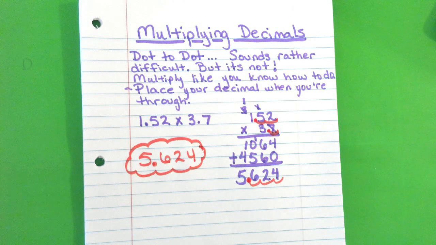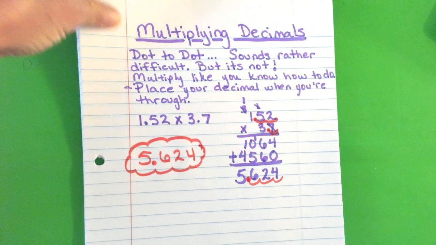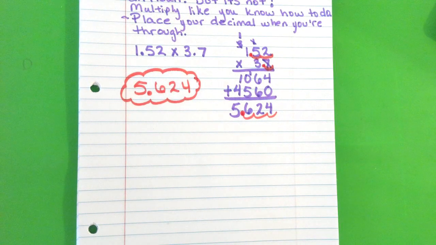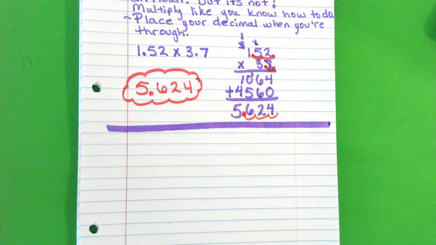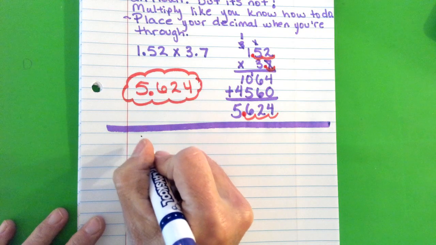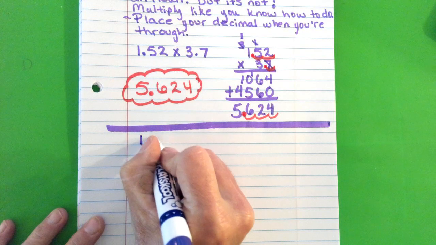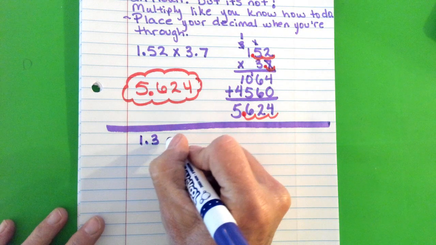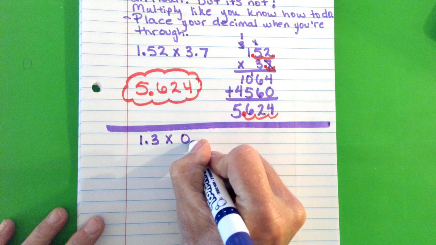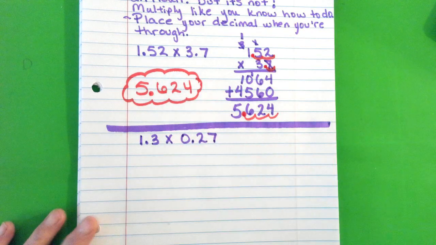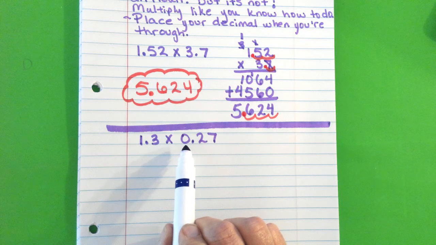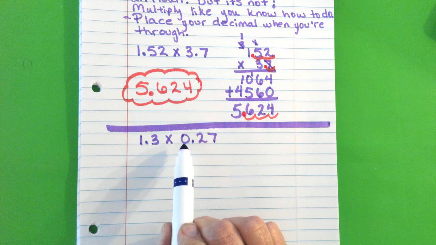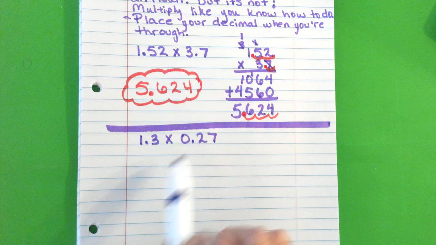Okay, let's do one more example. I'm going to scoot this up a little bit. There we go. Maybe make a line to separate it. And here's my new question. 1.3 times 0.27. So I really don't need this 0 up in the front. That's just going to cause more work. So what I'm going to do is just 13 times 27.